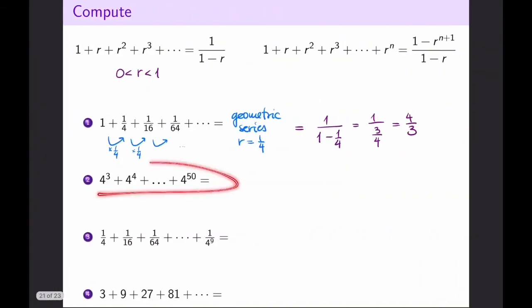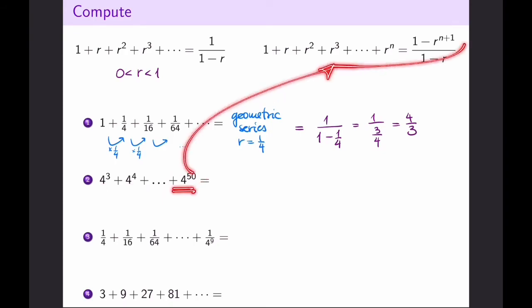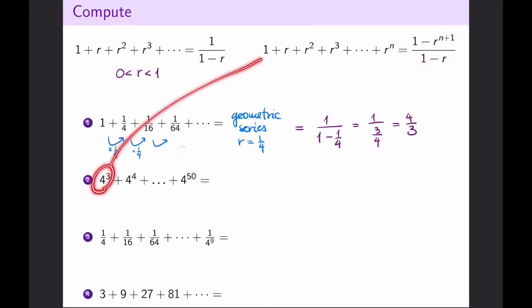Let's take a look at the next summation here. We have 4 cubed, 4 to the 4th, all the way up to 4 to power 50. So first of all, it is finite, so we're going to have to apply this formula if anything at all. But what we notice is that it doesn't start at 1. So we're going to have to do some adjusting before or after applying the formula.